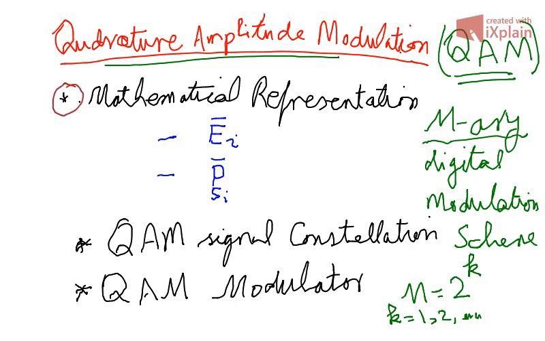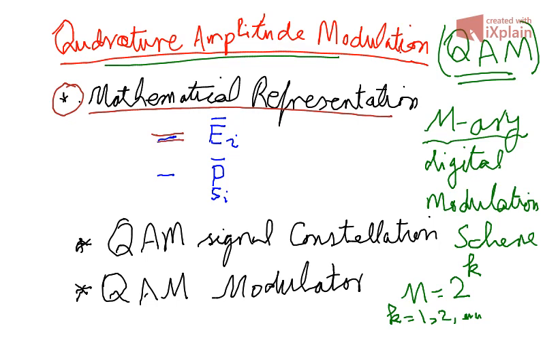So this is an M-ary digital modulation scheme, and we will see its mathematical representation first. We'll see how to mathematically represent a QAM symbol or QAM signal. Then we will provide a proof for the symbol energy.